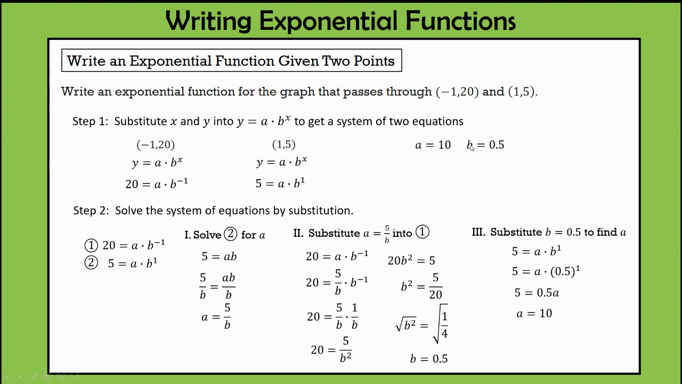So a equals 10, b equals 0.5. Those are the two values that we found. There's the equation we want to create. So I'm going to replace a with 10, b with 0.5, and here's my answer. Now this represents exponential decay because this number is between 0 and 1.